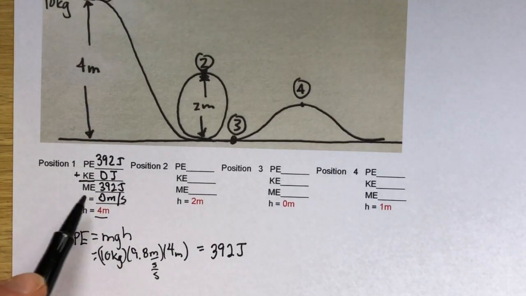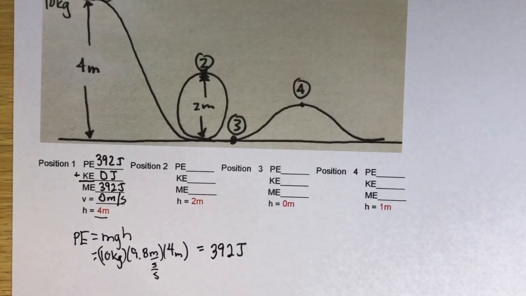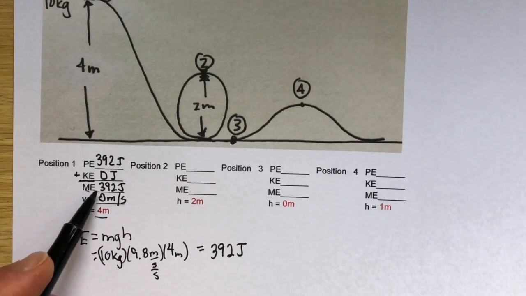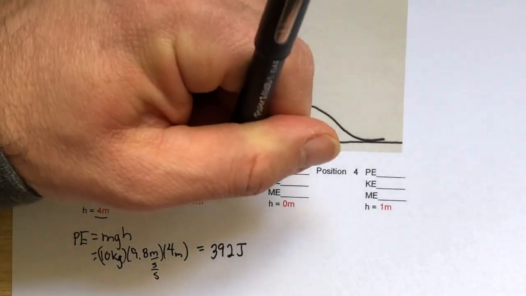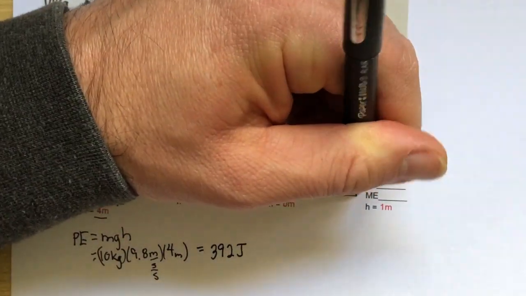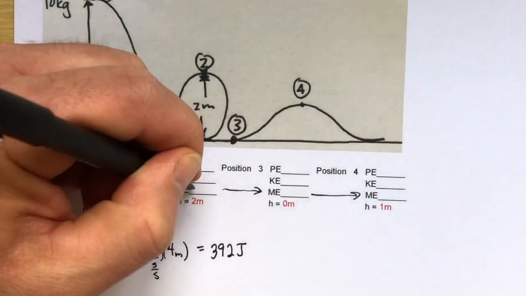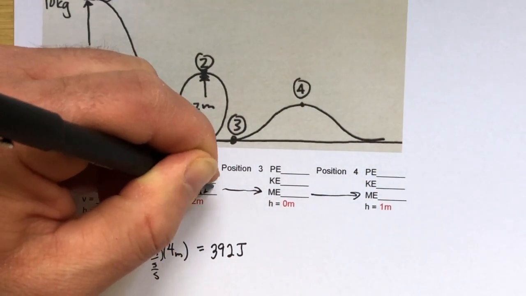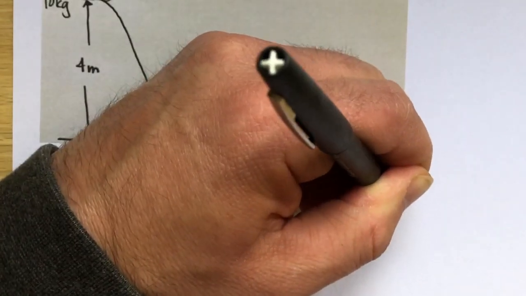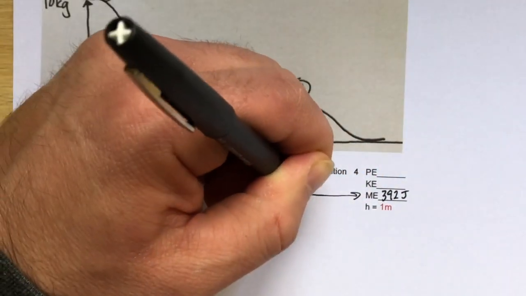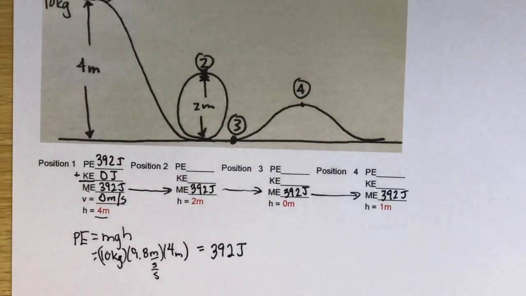And like I said, the law of conservation of energy says that you can change energy from one form to another and back again, but the total amount of energy you have cannot change, and that is our mechanical energy here. So that will be the same right here, and right here, and right here. So I'm just going to go ahead and fill in 392, 392, and 392 joules for all of those.